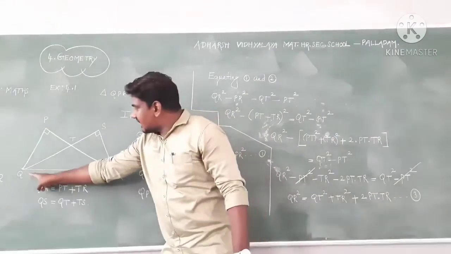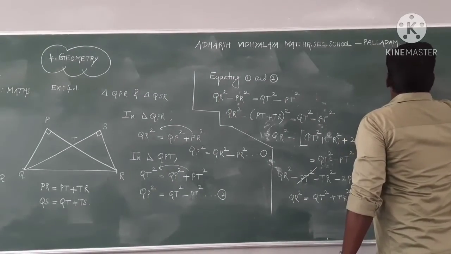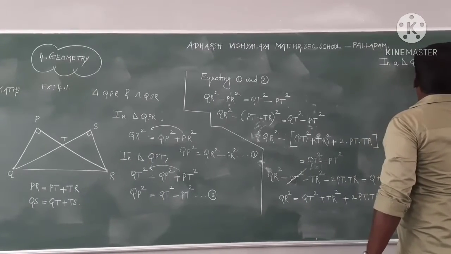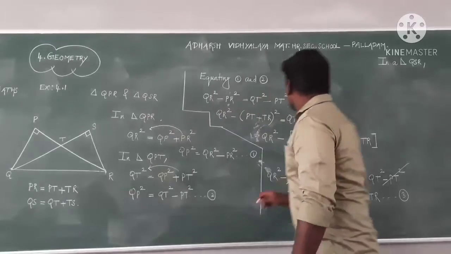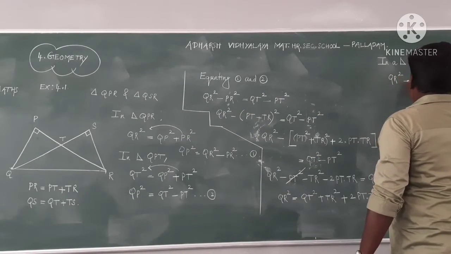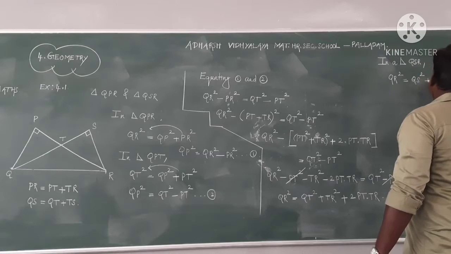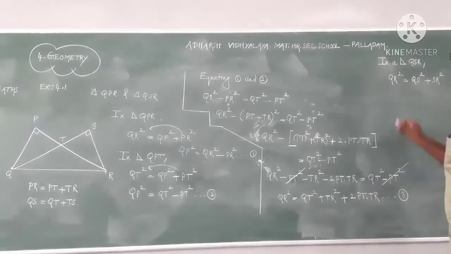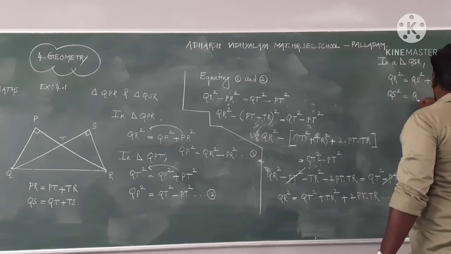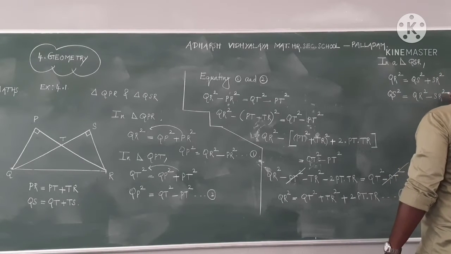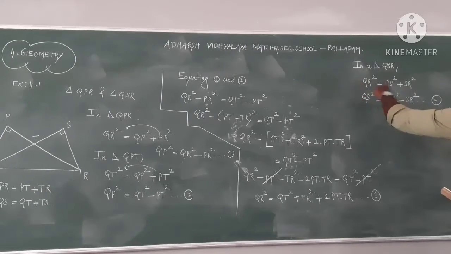Now we are going to take this right triangle QSR. In the right triangle QSR, angle S is 90 degrees. If it is 90 degrees, this is the hypotenuse. So hypotenuse squared, QR², is equal to QS² + SR². So what is QS? QS² is equal to QR² − SR². This is equation number 4. Actually, I took this SR² to the left-hand side, and it becomes minus.